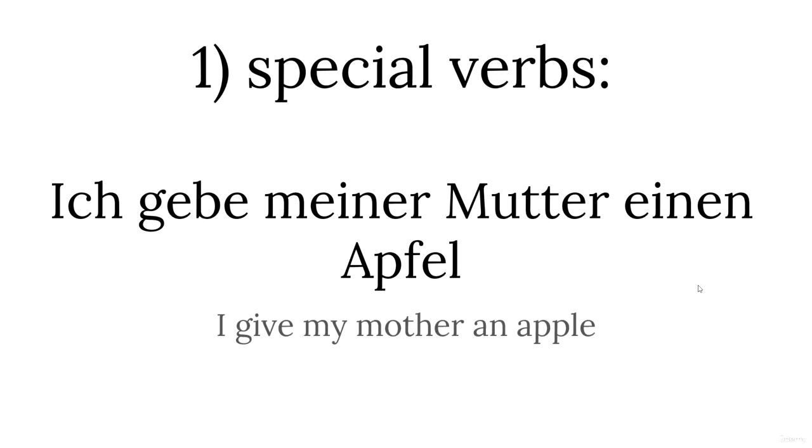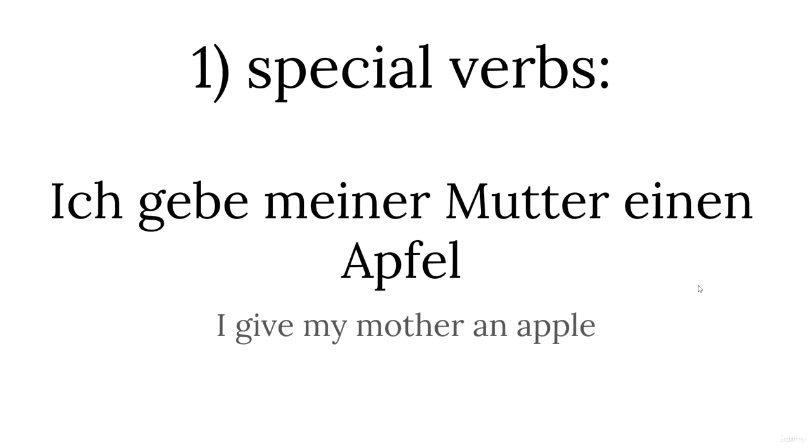The questions that you could ask are, for example, was gebe ich meiner Mutter? What do I give my mother? I give her an apple. Therefore, einen Apfel, because Apfel is in this case accusative, because it answers the question was, the direct object. And you add einen because Apfel is originally der, which changes in accusative into den or einen.